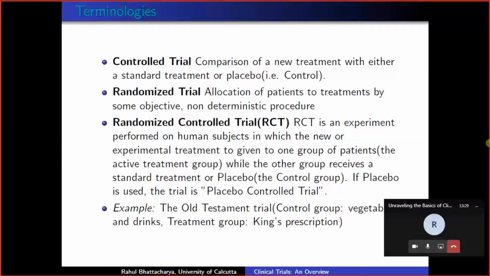For example, we have just discussed the Old Testament trial. According to this terminology, the vegetables and drinks, the conventional food, is the control group, and the king's prescription gives the treatment group. So it was actually a controlled trial, comparing two treatments.